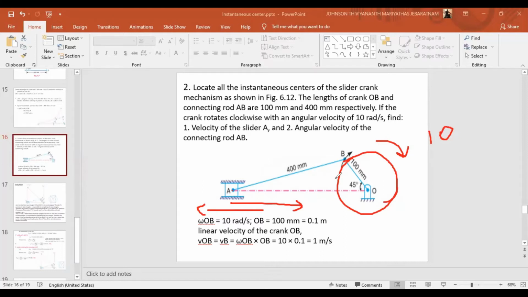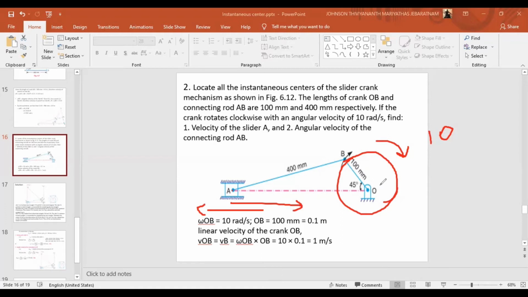So omega OB, the angular velocity of OB, this crank, is 10 rad per second. And OB, the length is given as 100 millimeter, that is 0.1 meter. So based on these two data, I can find the linear velocity of the crank OB. Angular velocity is given as 10 rad per second, length is given as 100 millimeter.